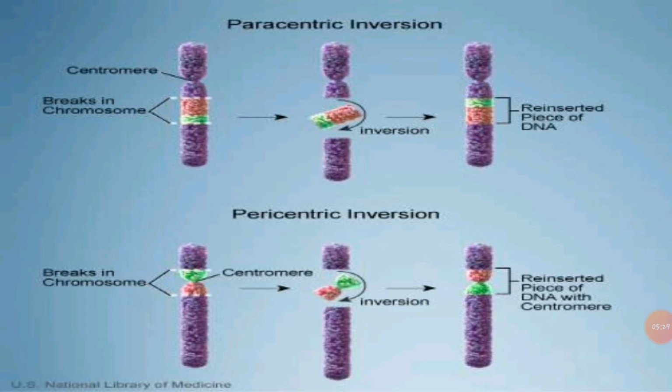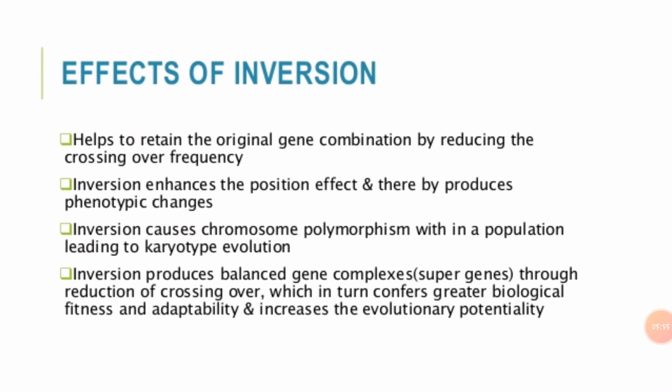Then we have to remember that in paracentric inversion the break occurs on one arm only, and there is no involvement of the centromere. But in pericentric inversion, breaks occur on both arms of the chromosome and there is involvement of the centromere. Then, the effects of inversion. Before going to see the effects of inversion, we'll see the cytology of inversion.